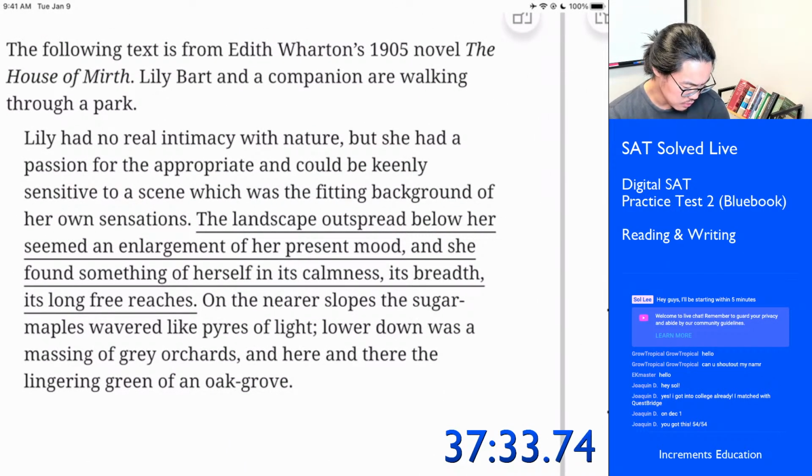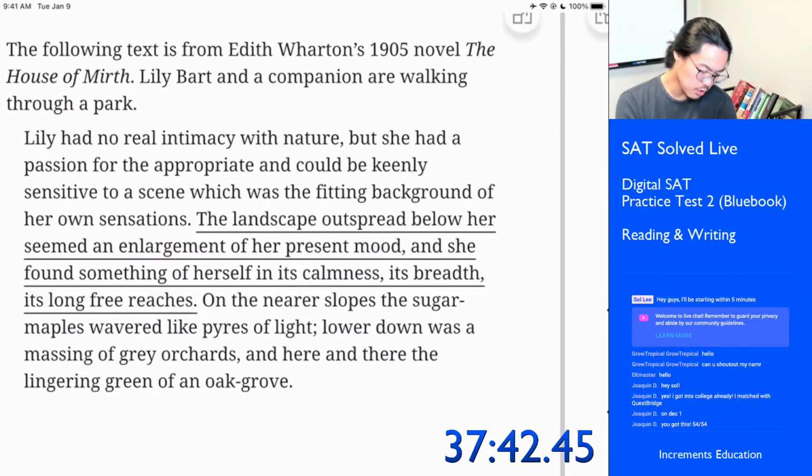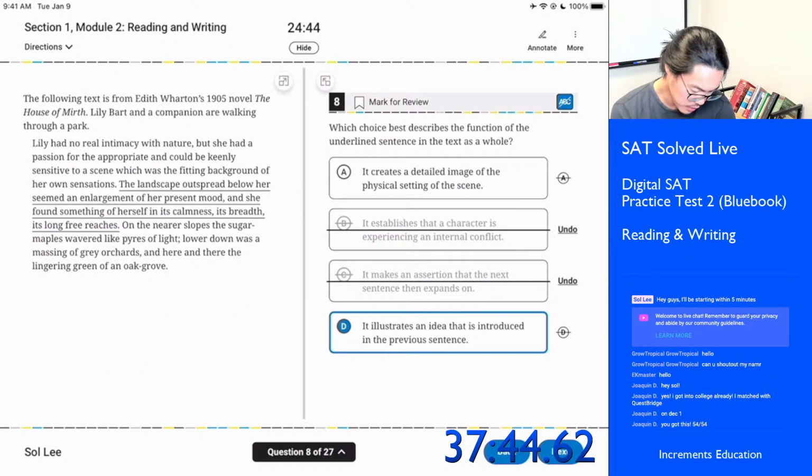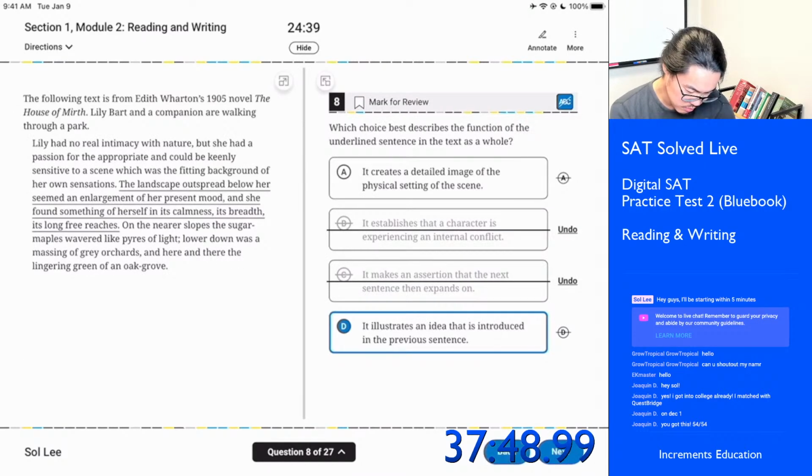Sensitive to the scene. Fitting background of her own sensations. There we go. Her present mood is her own sensations. And this is her being sensitive. Okay, yeah, that's correct. Let me just... It's not the physical.